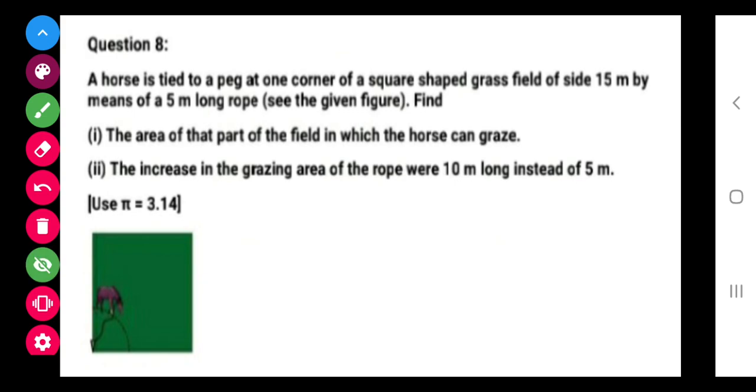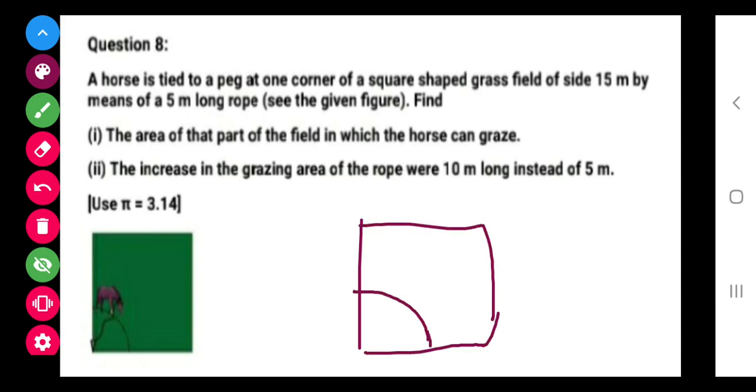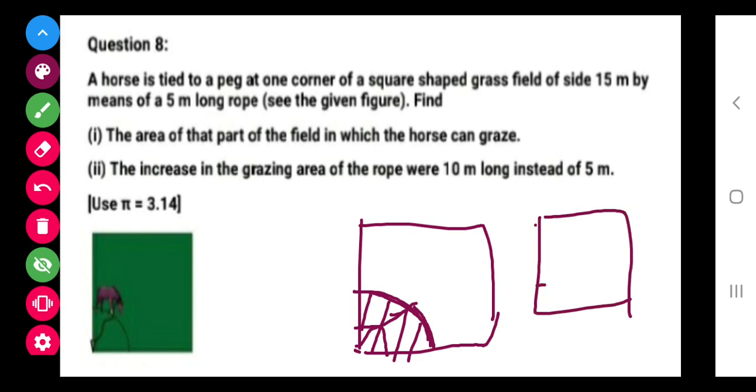Now class 6th and 7th, you will try yourself. I have come to question number 8. Question number 8 is: a horse is tied to a peg at the corner of a square shaped grassland. Here it is, one horse is there, and with the rope it is tied up at one of the corners. Then how much area will it graze? So class, it is a square, so this angle is 90 degrees, and the radius will be the rope with which the horse is tied up, because the horse can go till here only.